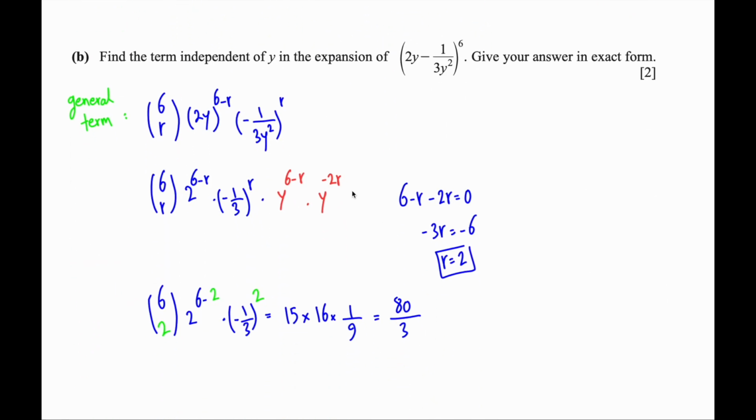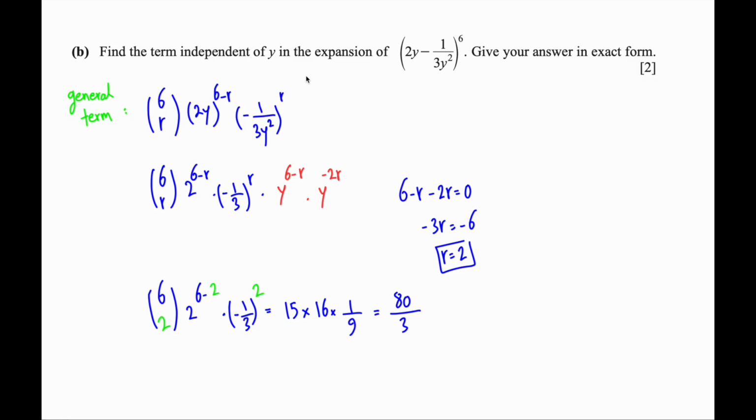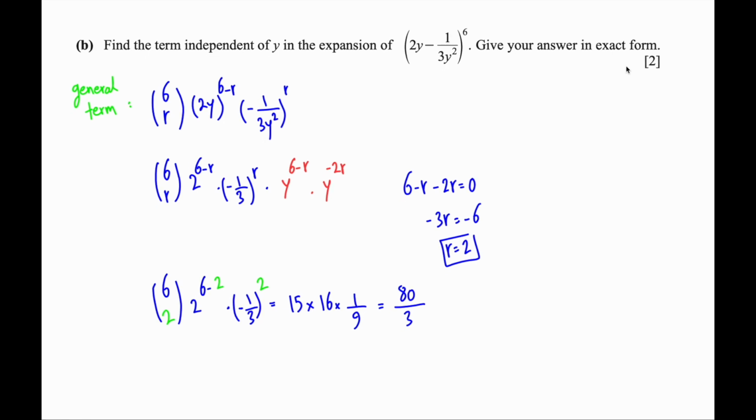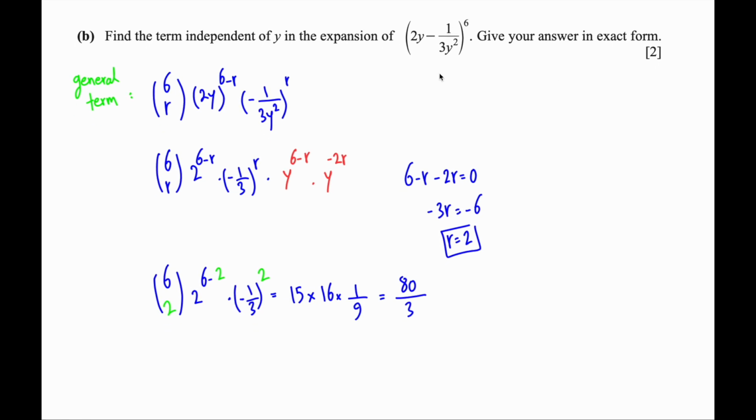In part B, I have to find the term independent of y in the expansion of this binomial, which is raised to the power of 6, and I have to give my answer in exact form. So if you're aiming for a specific term, all you have to do is start with the general term, which says nCr a to the power of n minus r, b to the power of r, and this is basically the expansion of a plus b raised to the power of n.